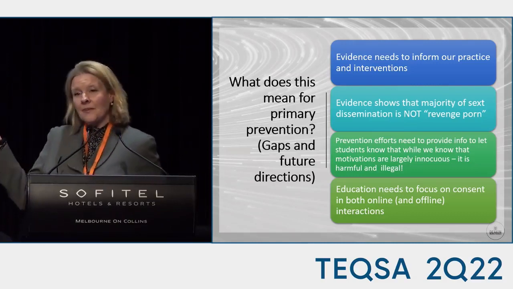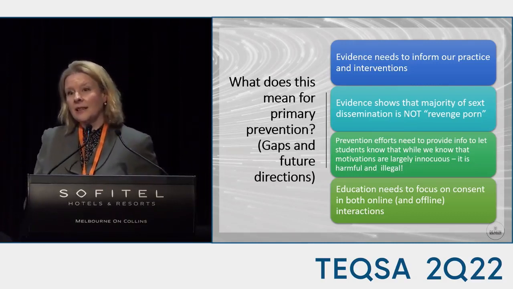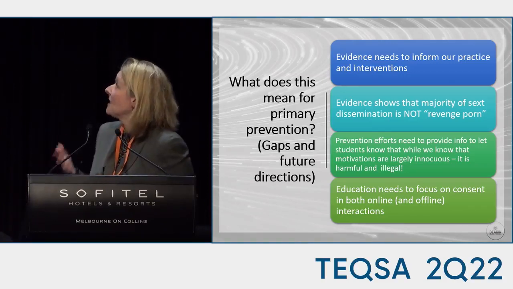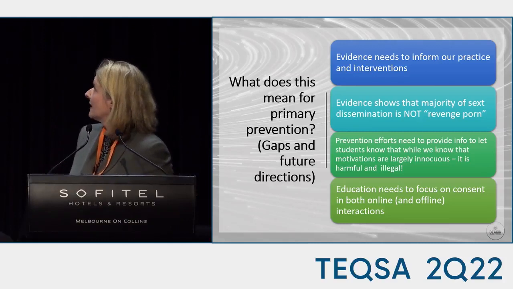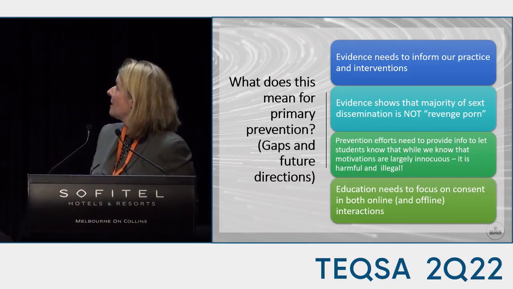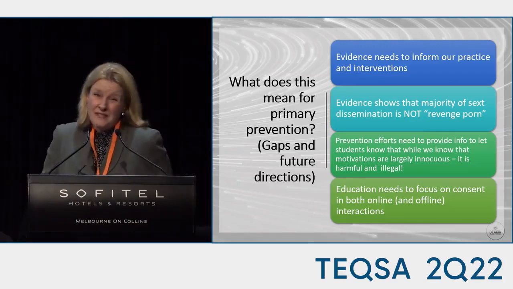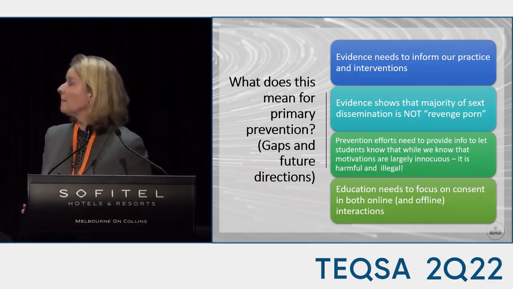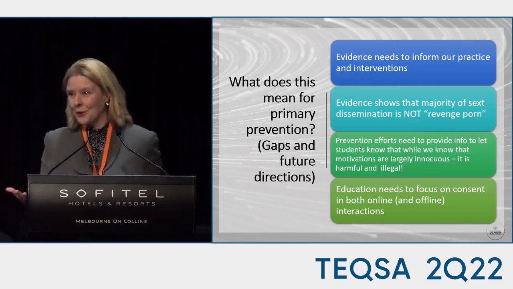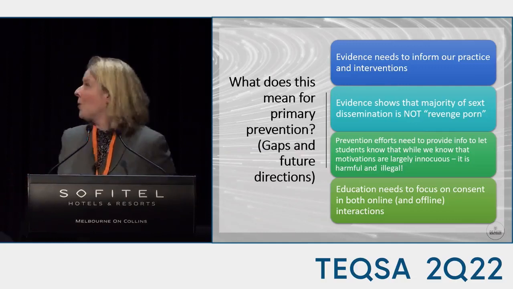Some of my recommendations here have also been talked about and discussed before. The first one, obviously, is that we need evidence to inform our practice and interventions. Our evidence clearly shows that the majority of sex dissemination is not revenge porn, and it's really a misnomer. So please help me in trying to change the language for this, because it's not all revenge porn.